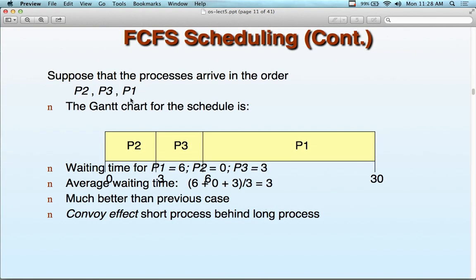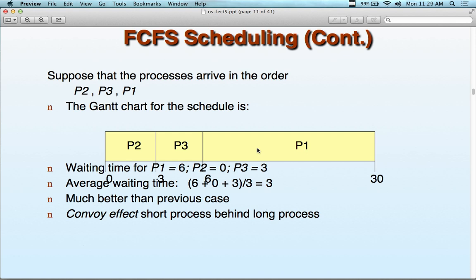So suppose the processes arrived in a different order, like the first come first serve algorithm, but P1 came in late, came in the last order, so P2, P3, and then P1. So then we have a different average wait time. It's now 3 instead of 17, because the 2 short guys didn't have to wait for the long one to finish first. So the Gantt chart here looks like this. We have 3 minutes, or 3 clicks, and then 24.